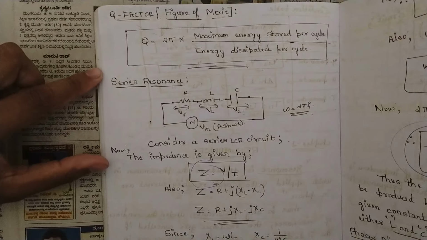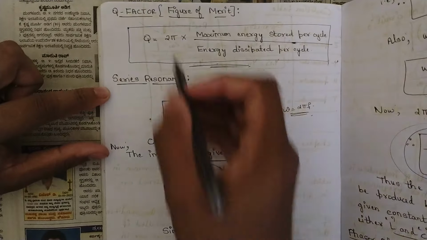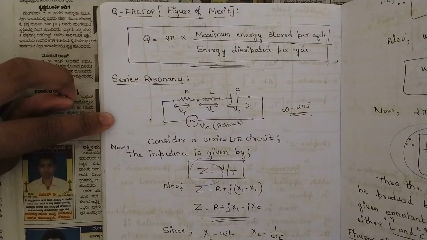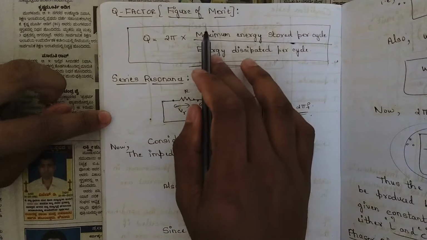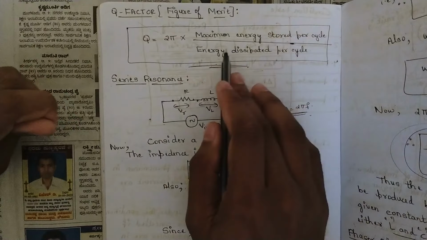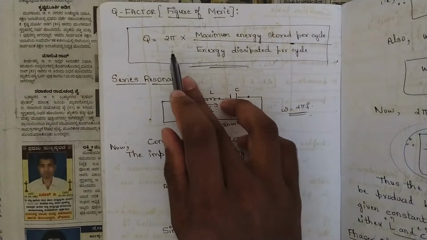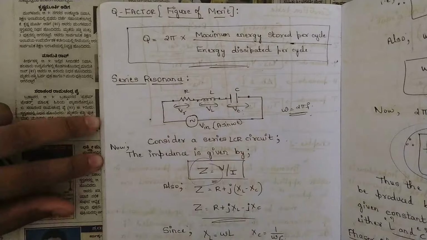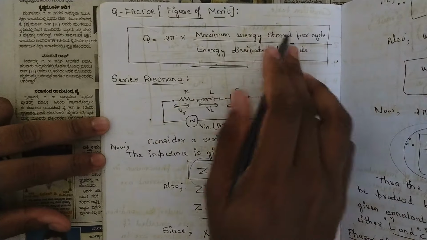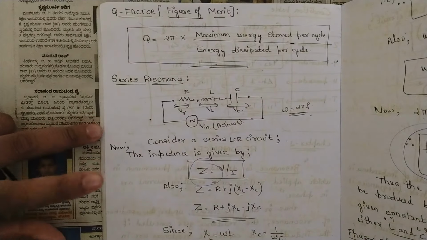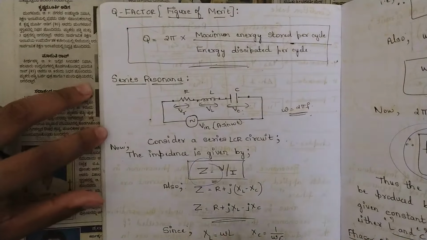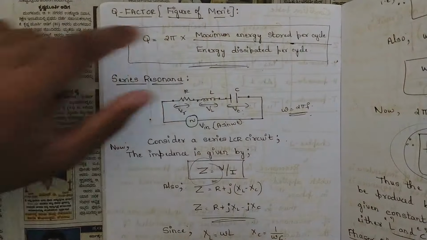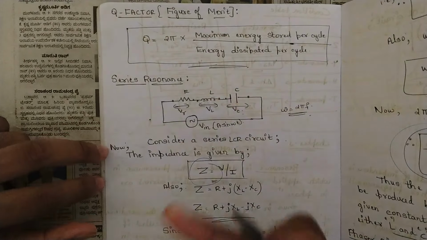The next concept is the Q factor, which is also called the figure of merit. The Q factor has one particular formula: Q is equal to 2 pi times the maximum energy stored per cycle divided by the energy dissipated per cycle. 2 pi is the standard factor for most resonating circuits. The maximum energy stored per cycle may be in a positive or negative cycle. One is energy stored, and the other is energy dissipated or released.